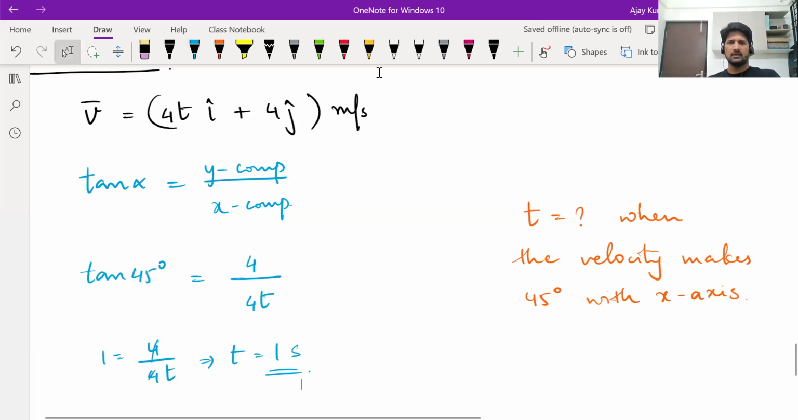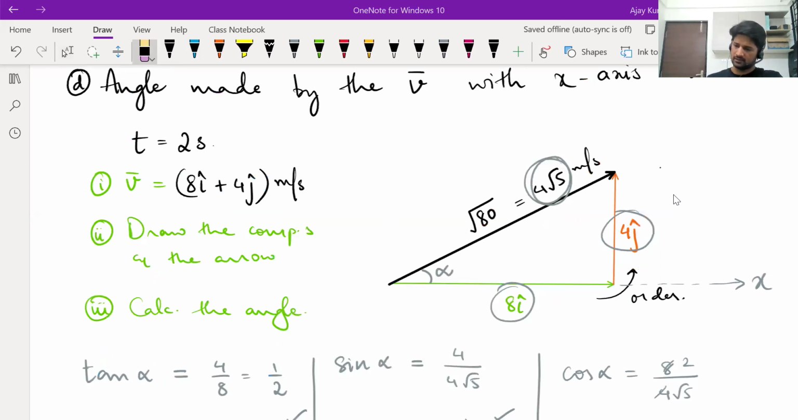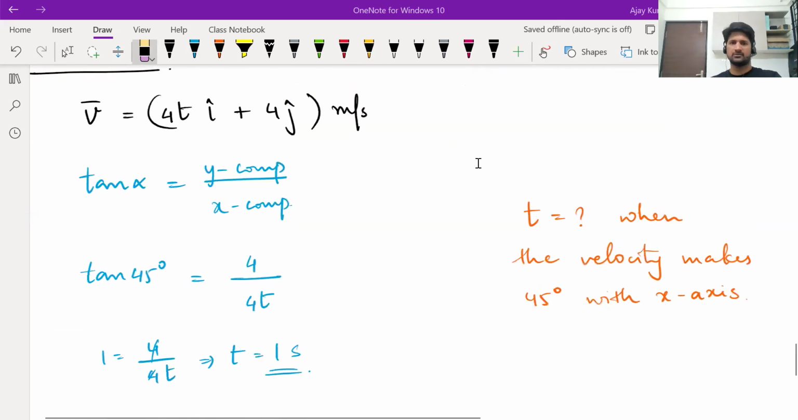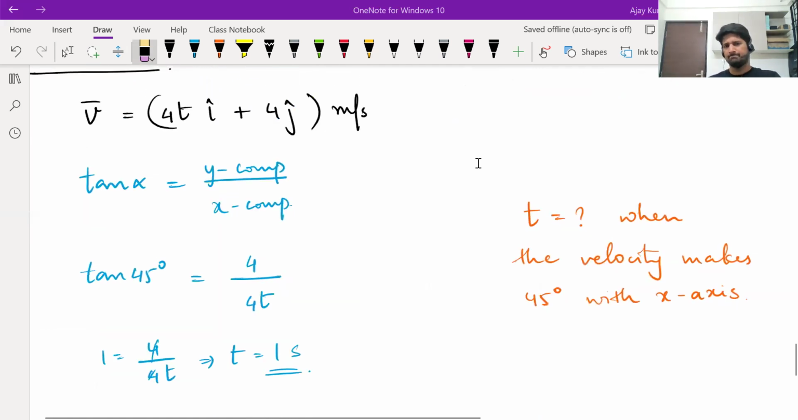Others, Aishwarya, Nishita, Yusuf, is the method clear? Yes, sir. Okay, look at this diagram. Let's say alpha is the angle made with the x-axis. For tan alpha, the side opposite to this angle is the y component, and adjacent to this angle is the x component. That's why we say tan alpha is y component by x component. Okay, this will always work, not an issue.